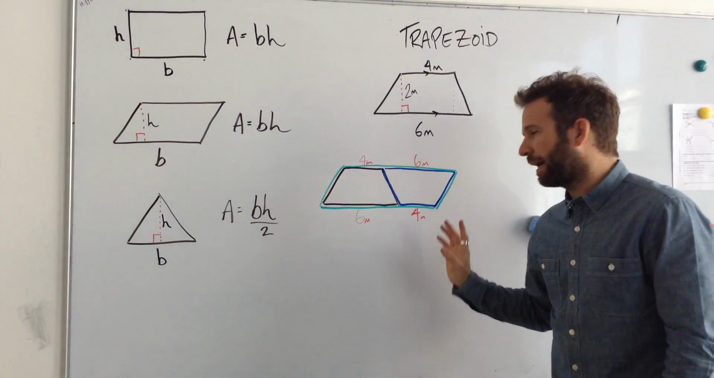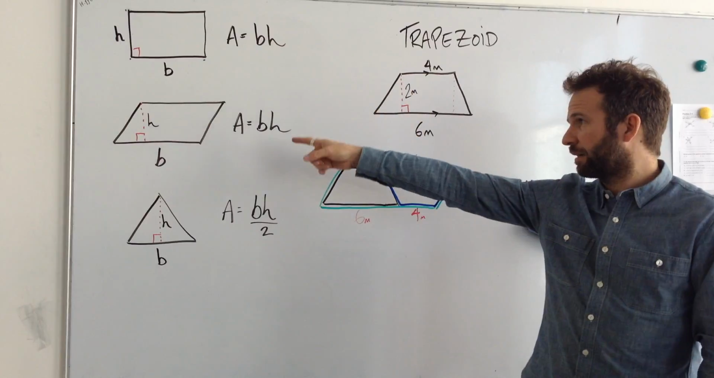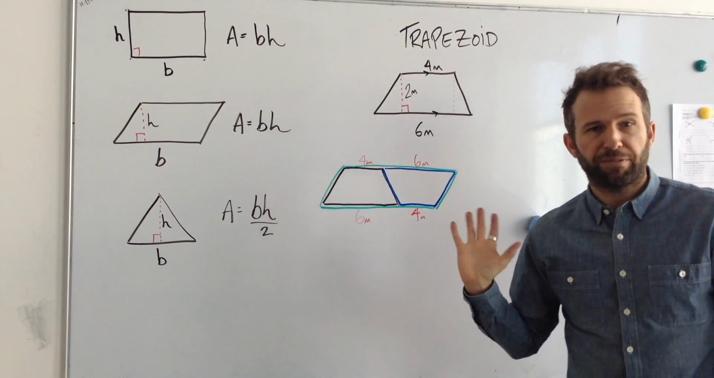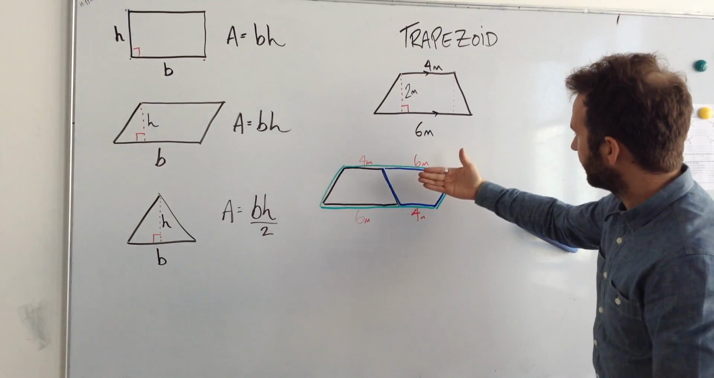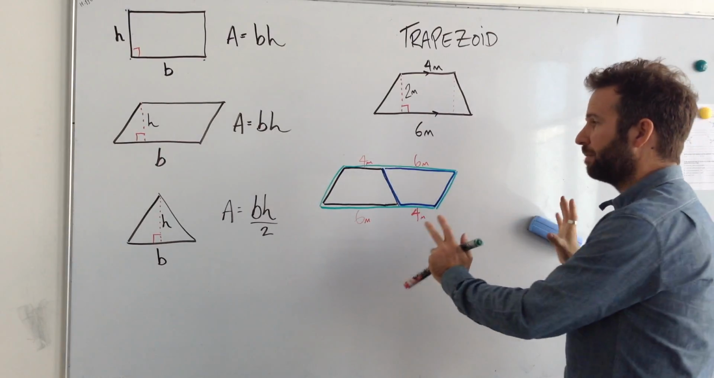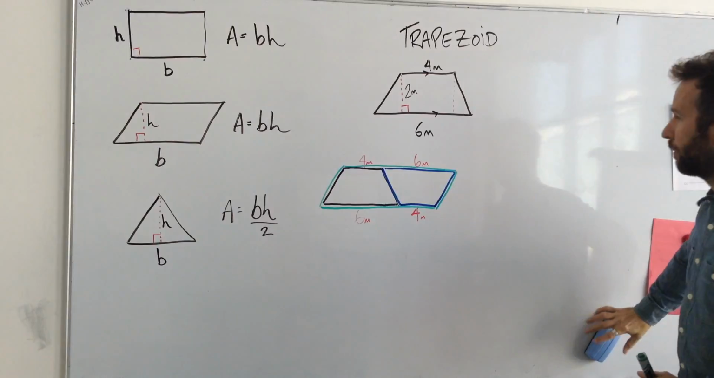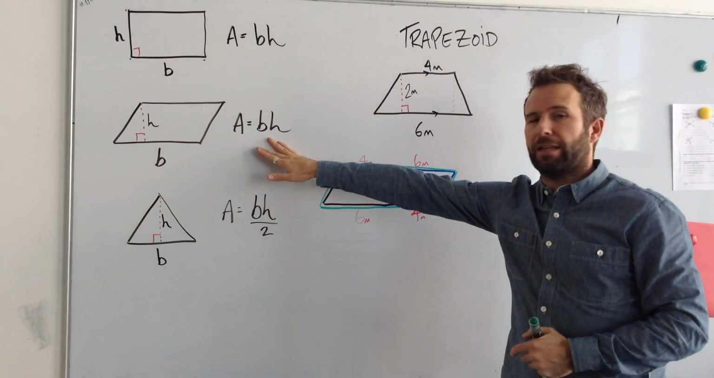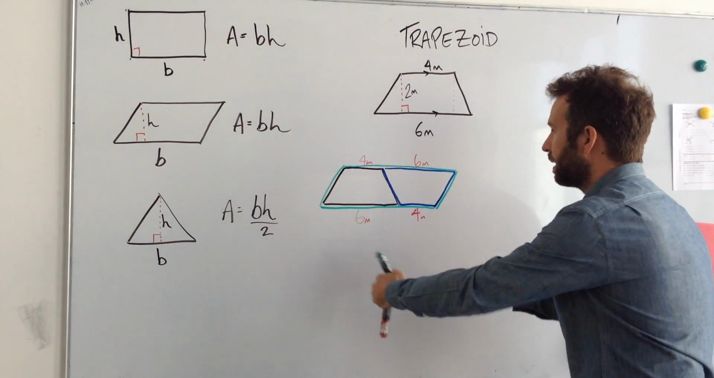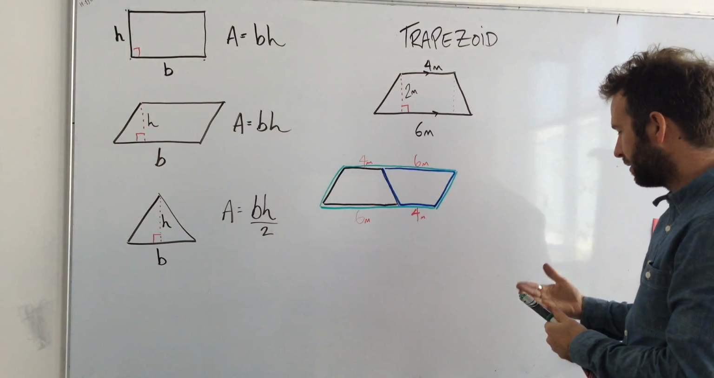You might recognize that green shape because it's sitting right there. What we've created by flipping that and adding that trapezoid there is one big parallelogram. So that big parallelogram now, we know the formula. It's simply the base multiplied by its height.